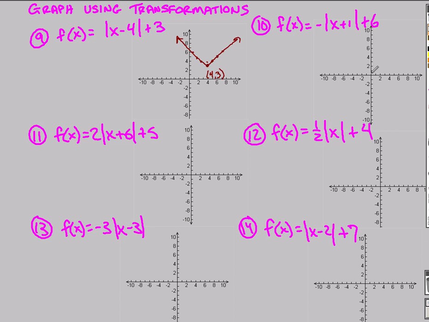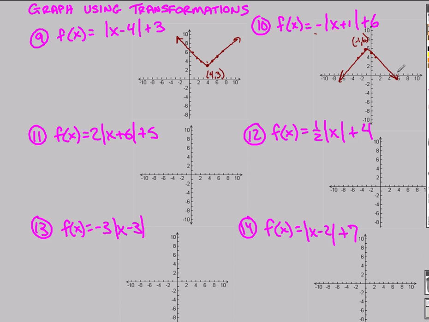Number 10, I'm starting left 1 and up 6. This tells me left 1. 6 on the end tells me up 6. That point is negative 1, 6. Now, I have a negative out front. That means that instead of going up 1 like I normally do, I need to go down 1 when I go both directions. So I should have a downward looking V for number 2.